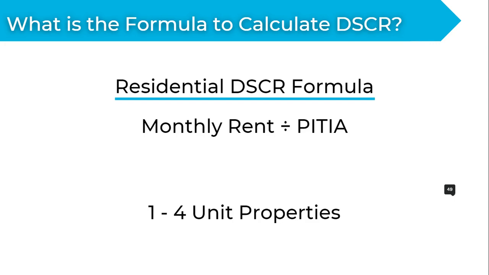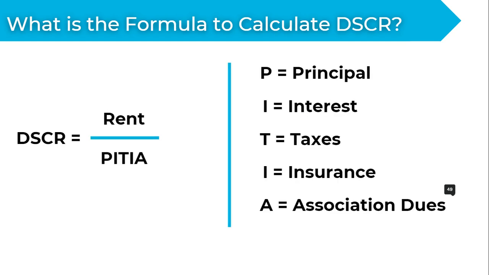Now, most of the investors that I work with do single family residential homes or 1 to 4 unit properties. With that, the residential DSCR formula is just the monthly rent divided by PITIA. Now, that just stands for principal, interest, taxes, insurance, and then association dues if there are any.